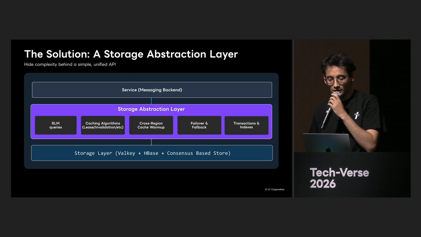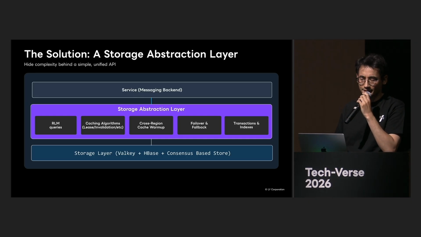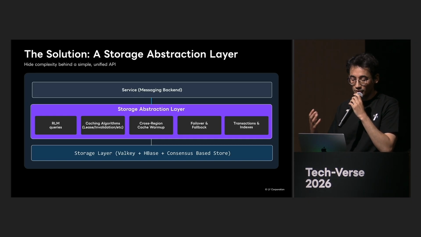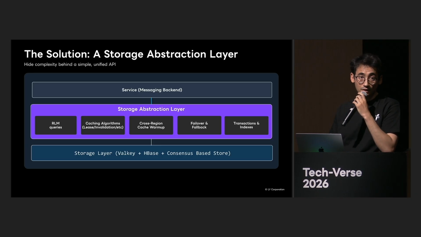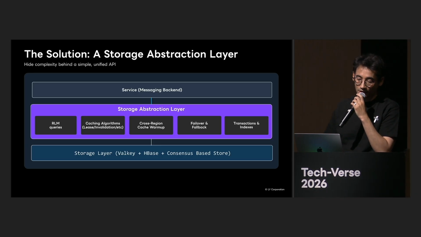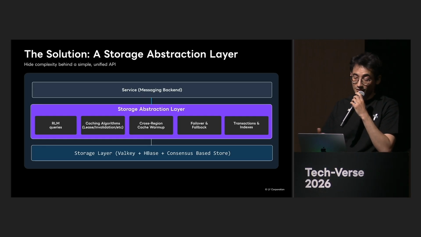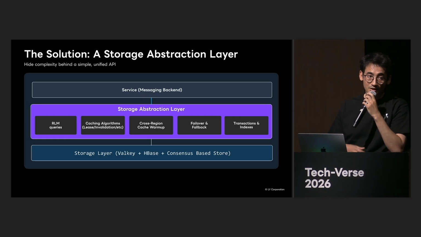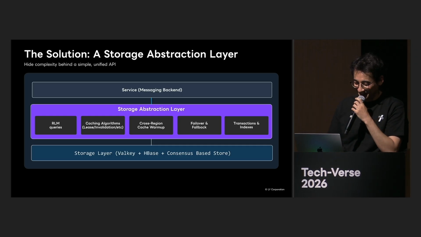It sits between the service and the storage and exposes a simplified, unified API. Developers do not need to know which region owns the data, how caching is implemented, how warm-up events are produced, or how failover is handled. All of that is handled transparently inside the abstraction layer. This makes migration to the multi-region active-active architecture seamless. Well, not seamless, maybe less painful.